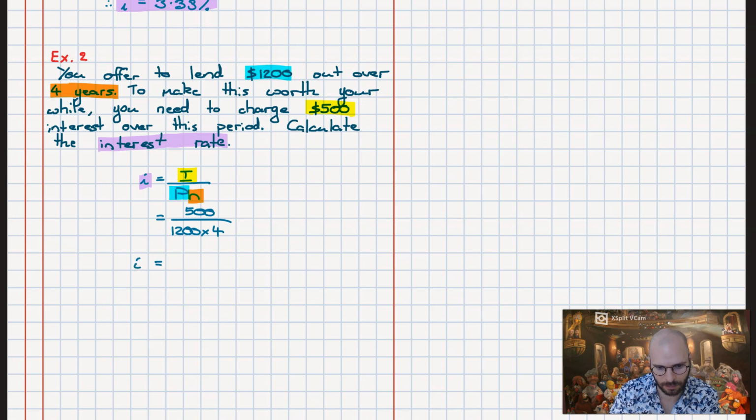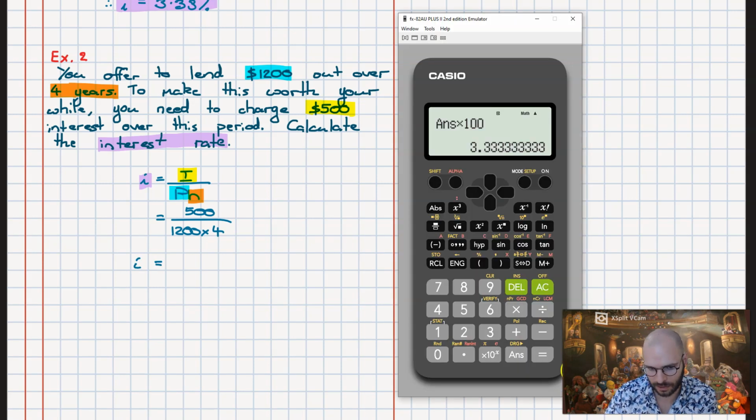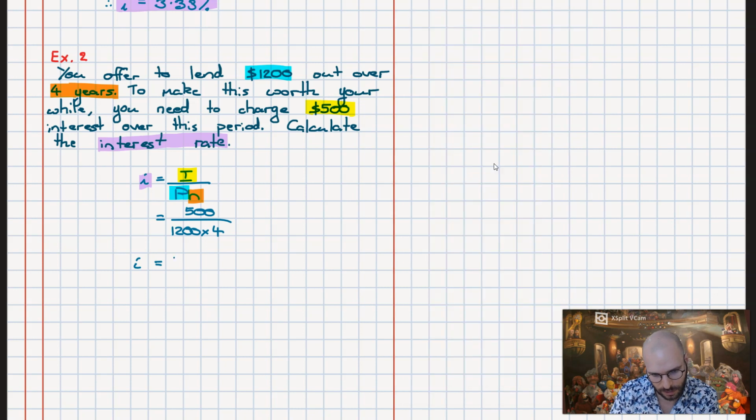Then up comes the calculator because we can't do this in our head. Well, we might, but it's slow. So we go 500 divided by 1,200 times 4. And that will give us 5 over 48. This is a decimal still. We want to have a percentage, so we go times 100. And thus the rate that we have to charge is 10.42%, going to 2 decimal places.